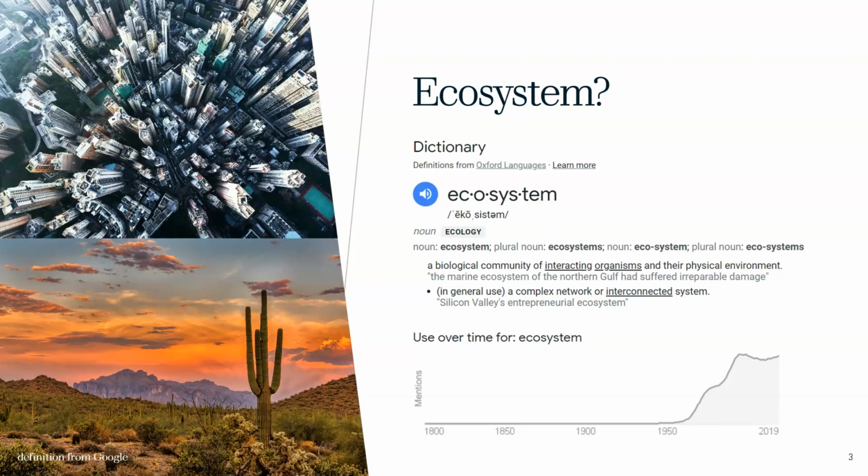If you look at the top picture, the city. Sure, there are bugs who live there, there are birds nesting, and there are people around. But what else is there? Well, the whole thing is an ecosystem because it is a complex network or interconnected system. So if we start talking about the city as an ecosystem of finance, an ecosystem of transport, an ecosystem of commerce, all these sort of things, you get the idea.